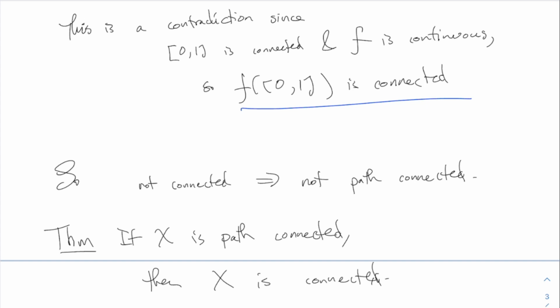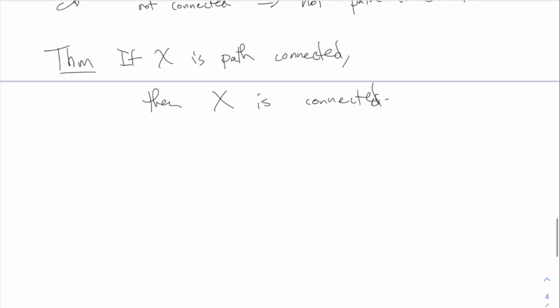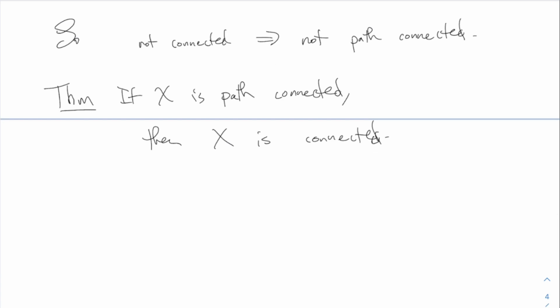So you could say path connectedness is somehow stronger than ordinary connectedness. Anything that's path connected is automatically connected, but the other way around is not true. There can be things that are connected but not path connected. The topologist's sine curve is your favorite example. All right, if X is path connected, then X is connected. This is the fundamental thing that you could say about the relationship between path connected and connected. If it's path connected, then it is connected, but the other way around is not necessarily true.